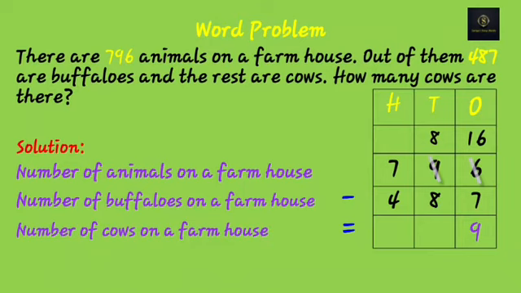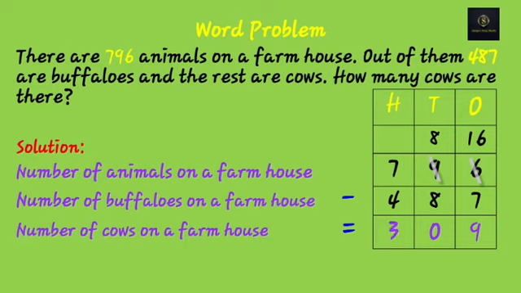Now let us subtract digits in the tens column, that is 8 minus from 8. Children, we have already learned that when we subtract number from itself, the difference is 0. So 8 minus 8 is equal to 0. So here we write 0 in the tens column. Now let us subtract the digits in the hundreds column, that is 4 minus from 7. So 4 minus from 7 is equal to 3. So here we write 3 in the hundreds column.